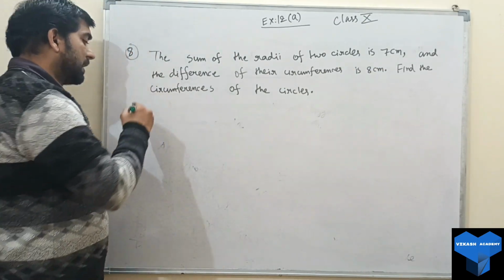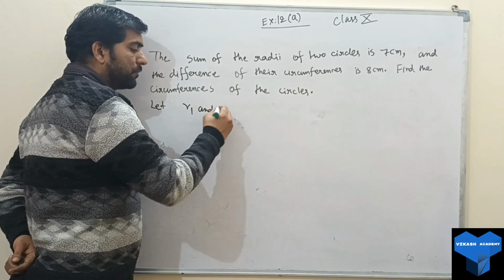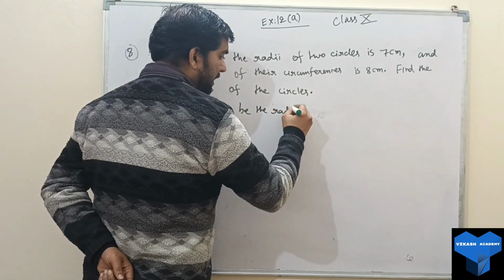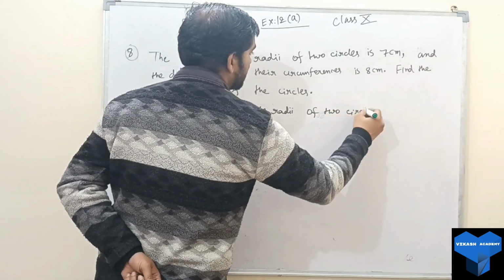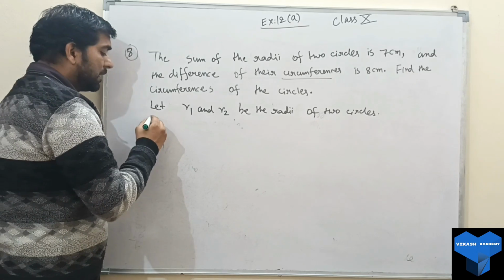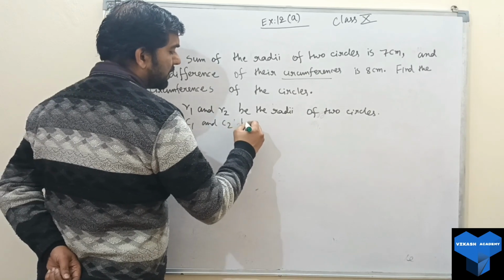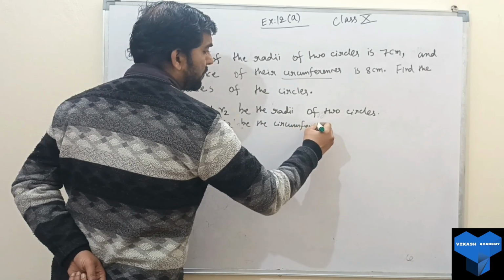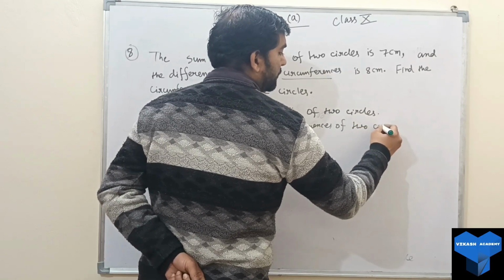So how can we solve? We'll write: let R1 and R2 be the radii of the two circles. Similarly, we are talking about circumference, so I will assume: let C1 and C2 be the circumferences of the two circles.